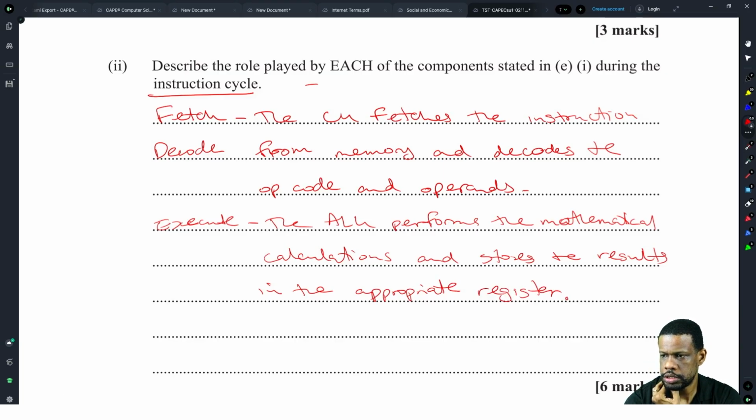Yeah. 6 marks. 2, 4, 6, each one. 2 for the fetch part, fetch the instruction. Next 2 for decode it, decode the operands and whatnot. ALU performs mathematical calculations and then you store it in your registers.